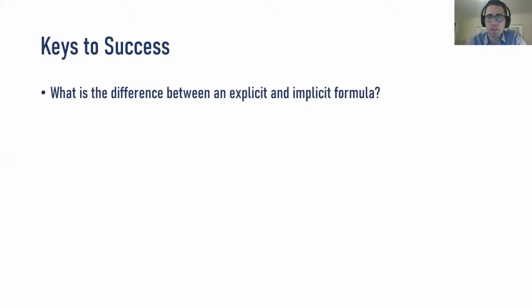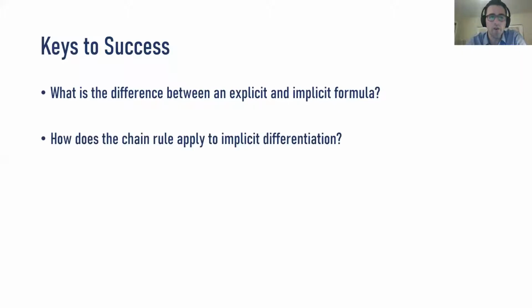So some keys to success for implicit. What is the difference between an explicit and an implicit formula? It's important to know that before diving into this. And then how does the chain rule apply to implicit differentiation? We'll make a direct connection back to last lesson.